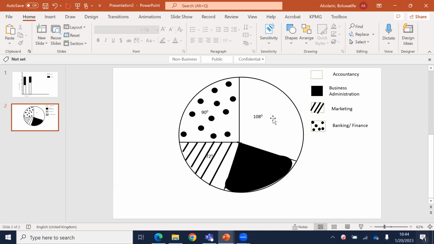So it's showing here that this blank, it is what? It is space. This blank is what? There is nothing. This blank is accountancy. Anywhere you see black here, it is business admin. Anywhere you see stroke, it is what? It is marketing. Anywhere you see this dot, it is what? Banking and finance.